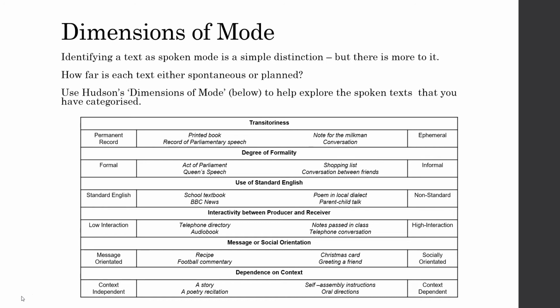Okay, at this point you might want to stop and look back at the texts that you were asked to examine from Paris, and think now about how these six concepts might help you further categorise or evaluate the categories into which you put the spoken texts from the Paris anthology.